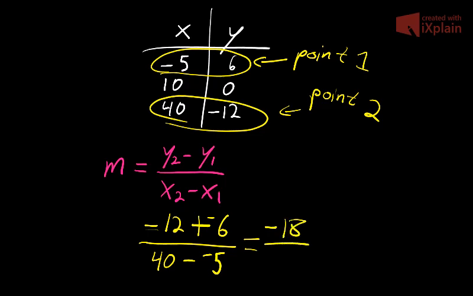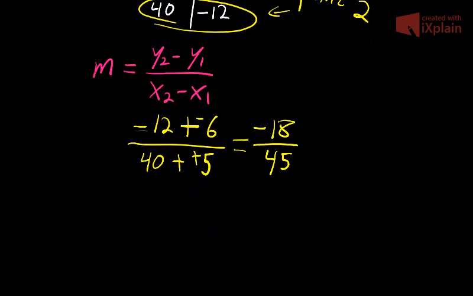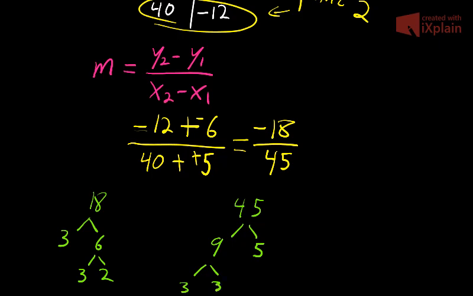On the bottom, we change this to addition. That's positive. We have 40 plus 5. 40 plus 5 is 45. I'm going to do the long way of simplifying this fraction just so we can get a little bit more time seeing it. So how I'm going to do that is I'm going to do a factor tree of 18 and 45. 18 goes into 3 and 6. 6 goes into 3 and 2. 45 is 9 times 5, and 9 is 3 times 3.